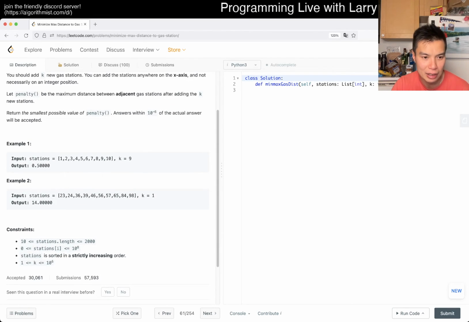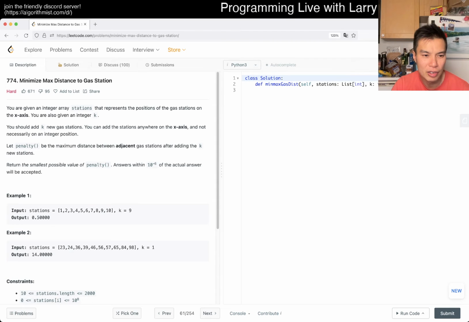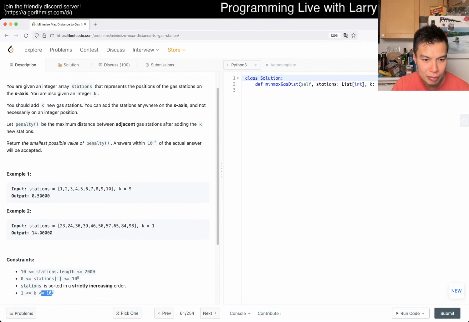How many are we supposed to add? Oh, you're supposed to add k stations. Okay. Penalty is the maximum distance between adjacent gas stations after adding k new stations. So basically here, the answer is going to be, what is this, 20 or 19 or something? You add something in between, and then this is 14, right? Okay. I'm trying to think. I think this is a fun problem, kind of.